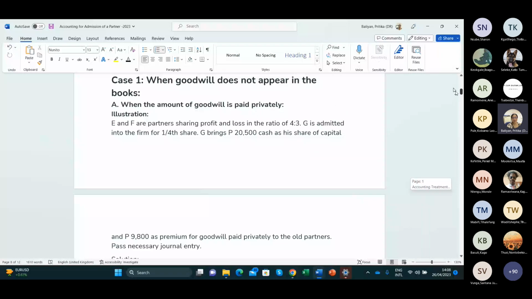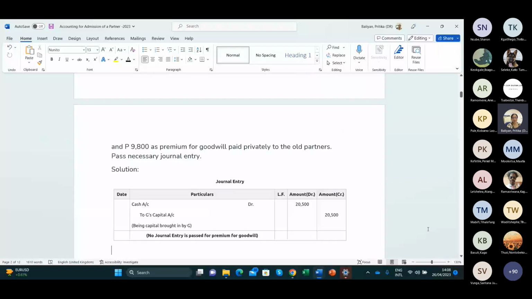So the new partner brings the capital of 20,500 and goodwill of 9,800. When he pays privately to the old partners, it is not recorded in any books of account, either in journal entries, ledger, or balance sheet. Are we together? The second condition, can you hear me?